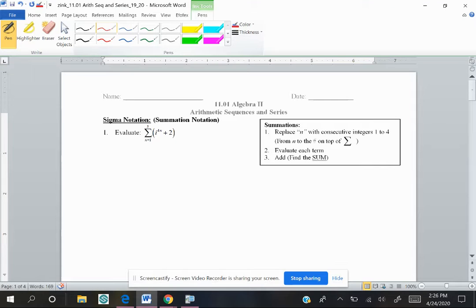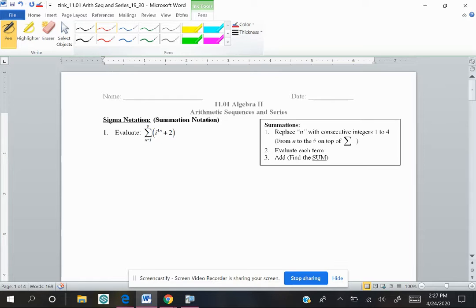We're on 11.01 today, so we're starting a new unit. I know I skipped over 10. We're going to come back to that after 11. That's going to be probability, but I wanted to go on to sequences and series next, so that's what we're going to do. The first thing we're going to start off with is talking about sigma notation, and then we'll get into the sequence and series for an arithmetic type.